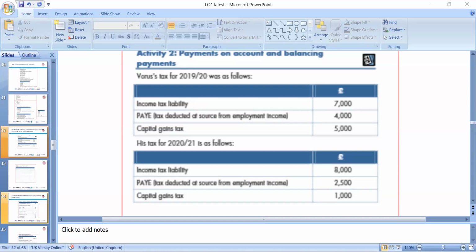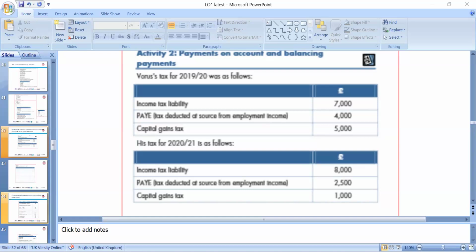And the PAYE tax deducted since the implied and the capital gain. So we can look around this and we can go through the next. Okay, calculate the self-assessment return from the data. So income tax payable for the period is 7,000 minus 4,000 paid through, so 1,000 is outstanding.